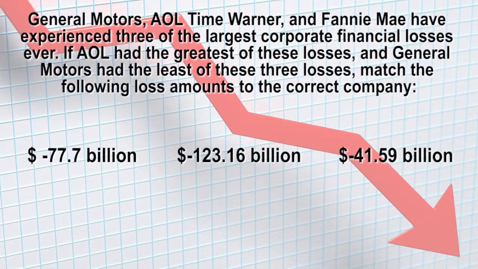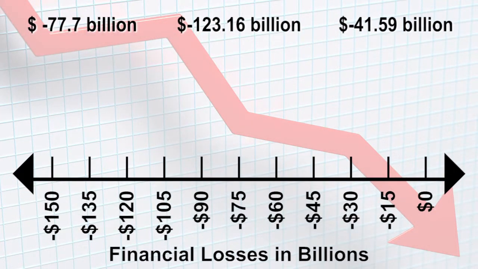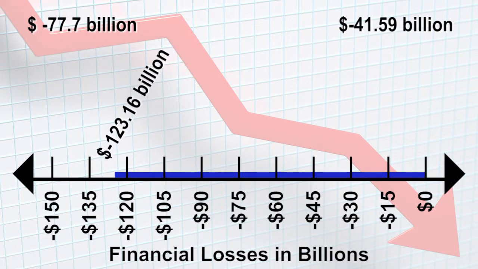Financial losses equate to negative numbers. Therefore, all 3 amounts are negative numbers. They represent an absence or a loss of value. To compare, let's place them on a number line. The value furthest from 0 would be -$123.16 billion. Therefore, it has the least amount of value, and that will match with AOL Time Warner.